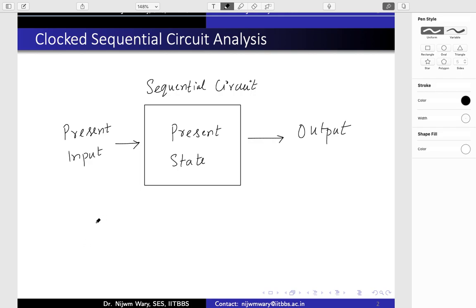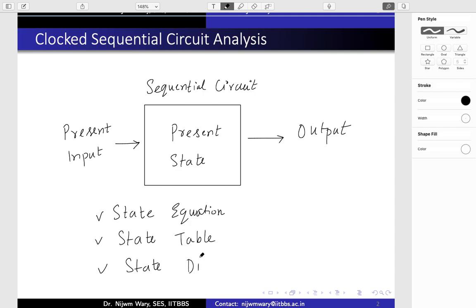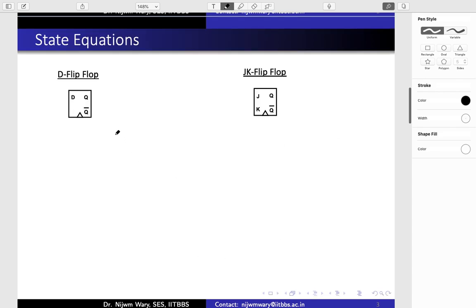So we have these three methods as we have discussed. One is the state equation, the other is the state table, and we have the state diagram. So now let's try to understand what this state equation means.